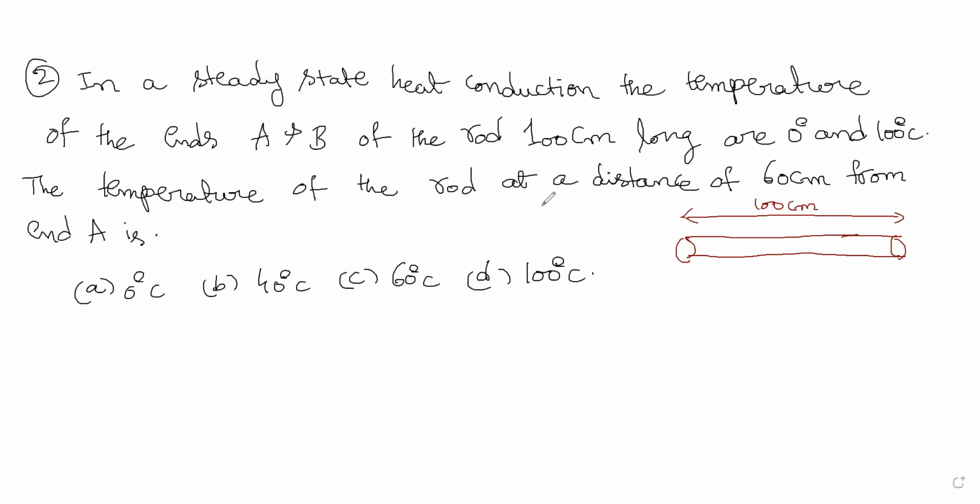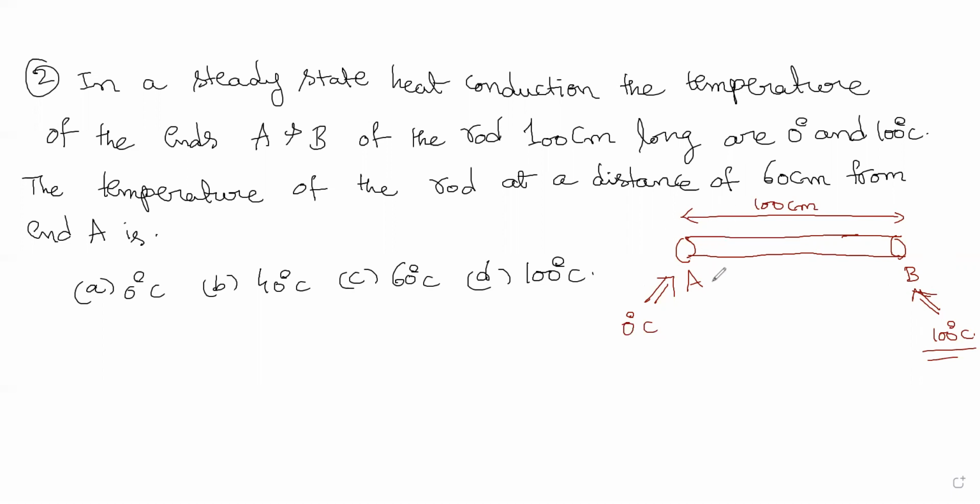Let us call this end A and this end B. So the end A is at 0 degrees centigrade, and the end B is at 100 degrees centigrade. Is this clear? B is the hot end and A is the colder end. This is how the heat flows, from B to A, right?